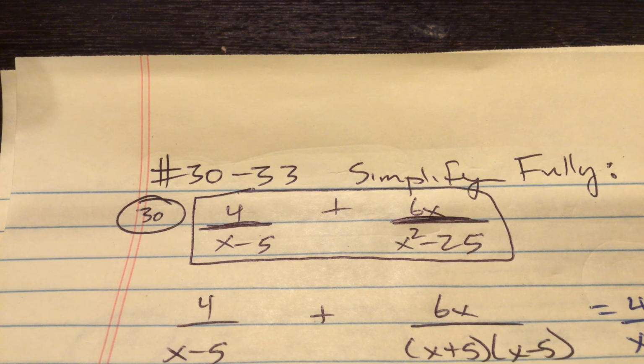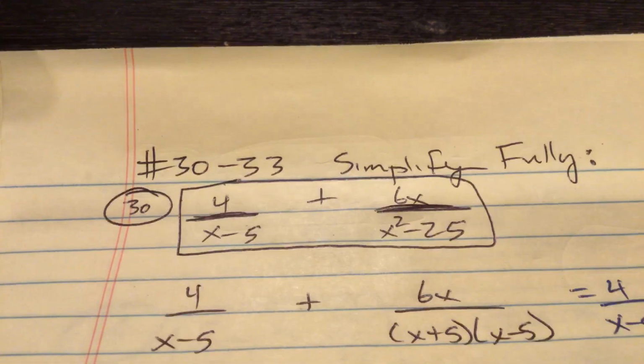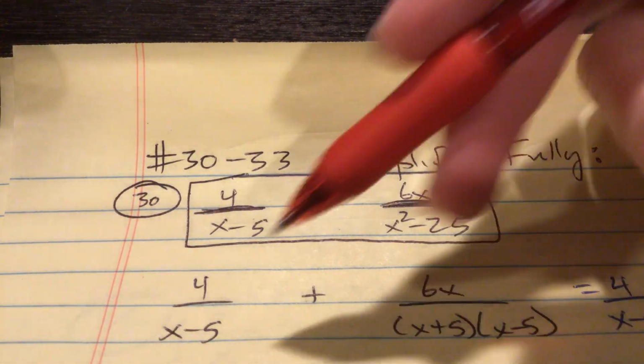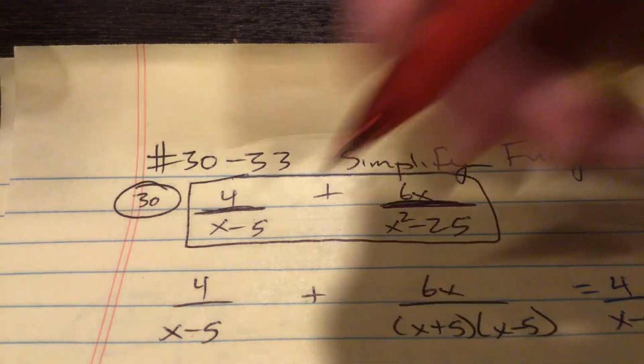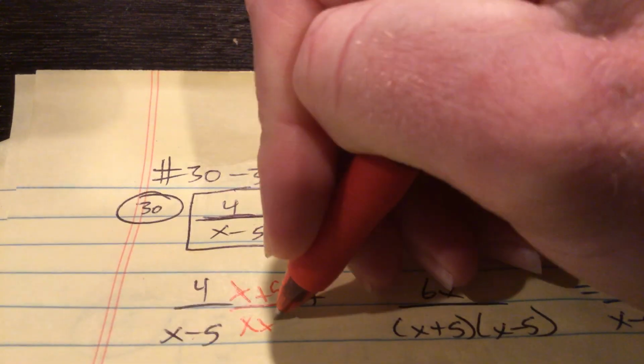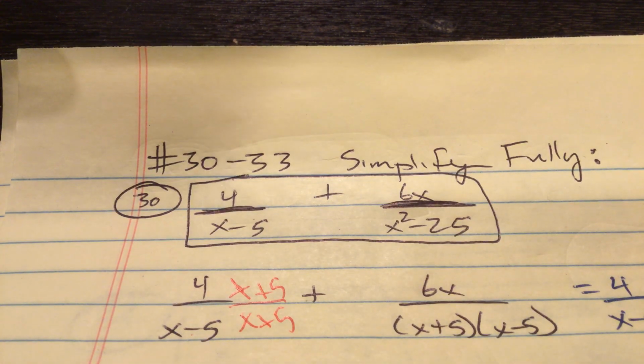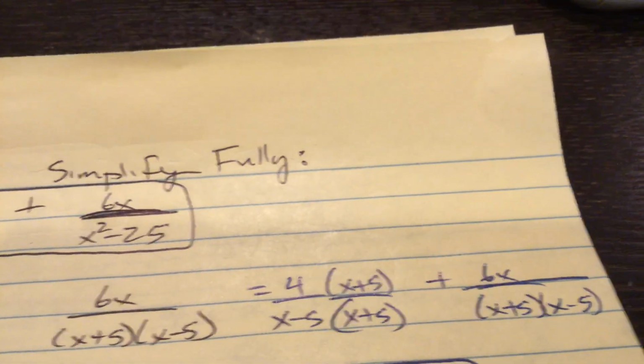All right, first thing I want to do is factor that denominator. That's going to be x plus 5, x minus 5. Then, adding those two fractions, both fractions have x minus 5. I need to give this second fraction x plus 5 over x plus 5. Common denominator now is x plus 5, x minus 5. That's what we got there.